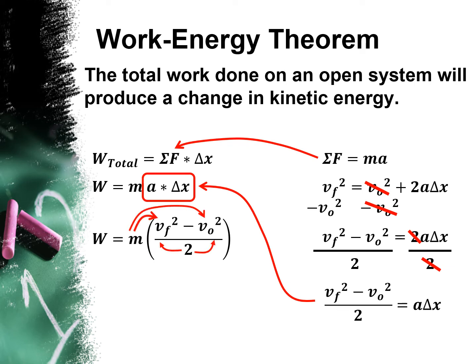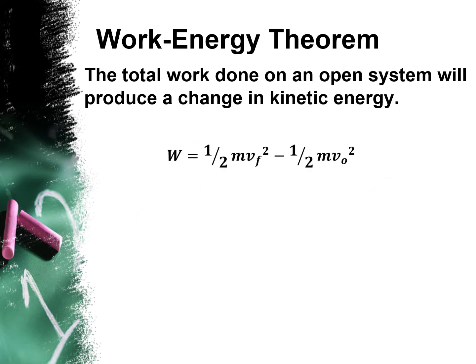So when we distribute this, what we get is work is going to be equal to 1/2 times the mass times final velocity squared, minus 1/2 times mass times initial velocity squared. So when we plug that in, we get 1/2 mass times final velocity squared, which is a final kinetic energy, and 1/2 mass times initial velocity squared is an initial kinetic energy.